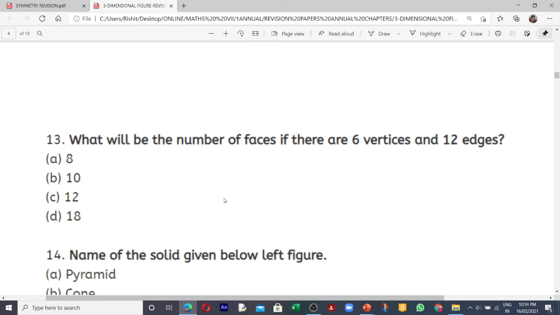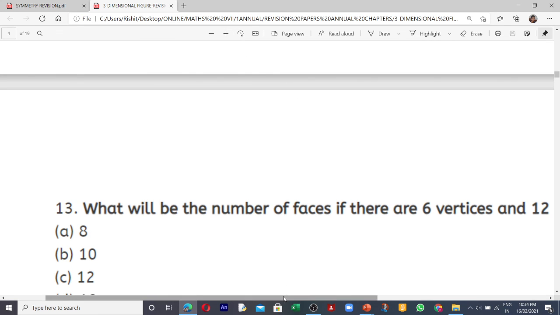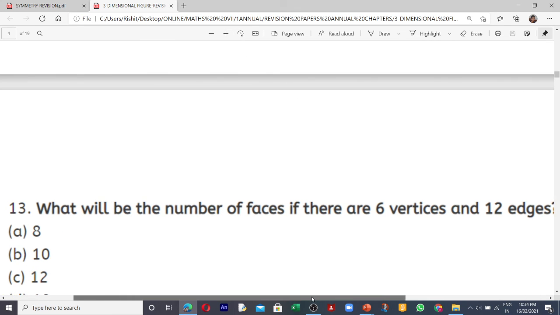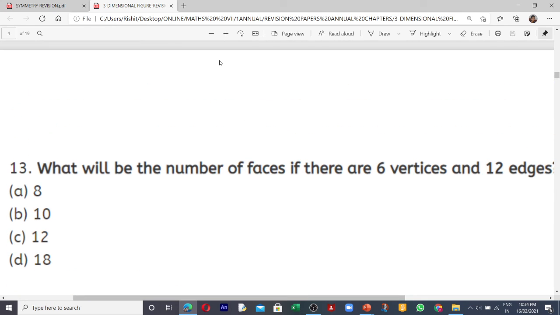Now see the next. What will be the face if there are 6 vertices and 12 edges? What will be the answer? 13. Come on, do it fast.